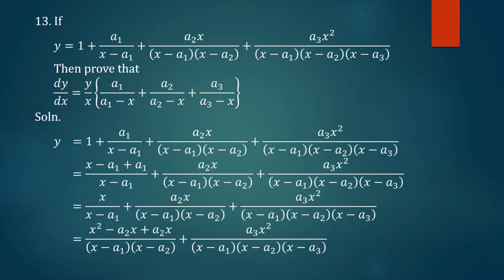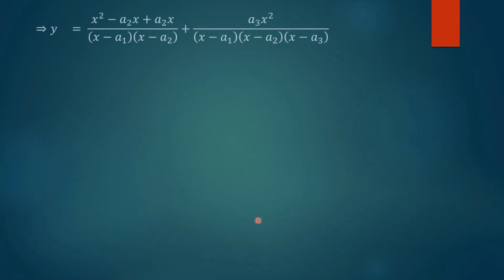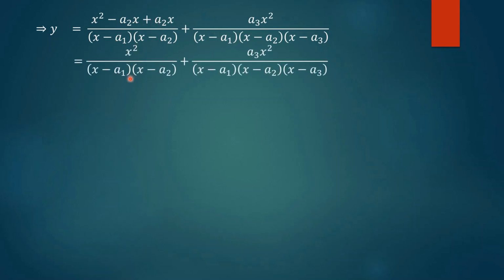Okay, so next line is, this line is actually the previous line. I have written in the new screen here. So these two terms are cancelled. It is remaining x² by this one, and then the last term is remaining as it is.